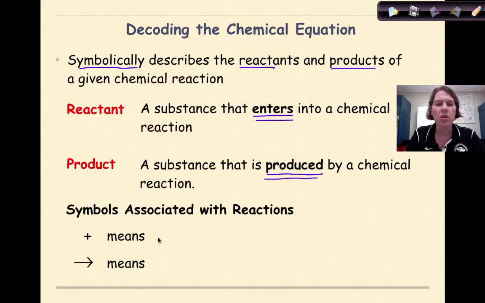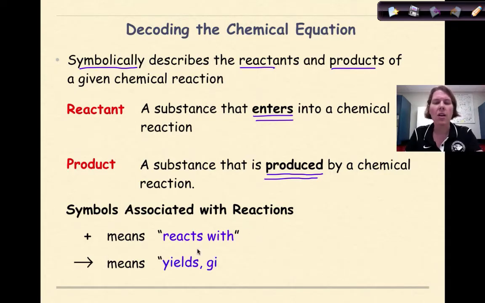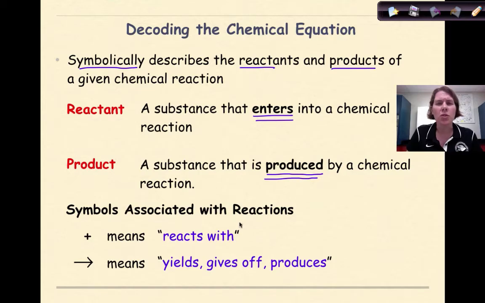The symbols that we associate with reactions are the plus sign, which means reacts with or combines with. There's a whole bunch of different ways that you can represent the plus sign in a word equation. And then we have the arrow, and the arrow can mean yields, gives off, produces, all sorts of different descriptions that say this is what you're going to produce as a result of this chemical reaction.